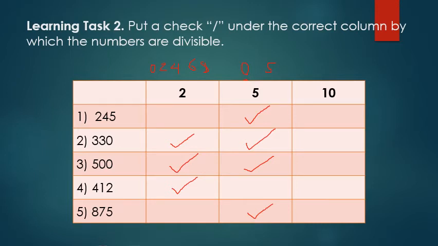Sa 10 naman, kailangan siya ay nagtatapos sa 0. Since ang 245 ay nagtatapos sa 5, hindi po siya. Ang 330, nagtatapos sa 0, so divisible sa 10. Ang 500, nagtatapos din sa 0, so divisible sa 10. Ang 412 ay hindi nagtatapos sa 0, so hindi divisible sa 10. Katulad din ng 875 na nagtatapos sa 5, so hindi divisible sa 10.